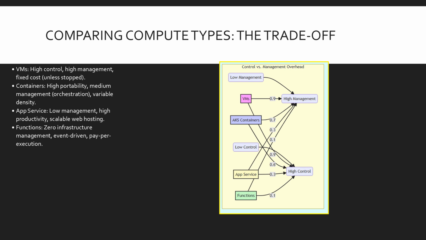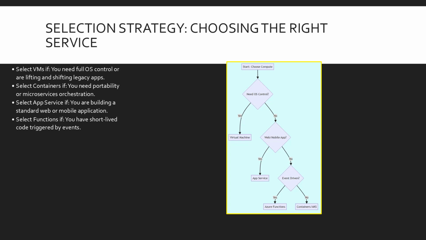This quadrant chart visualizes the trade-offs. In the top right, virtual machines score high on both control and management. Moving down and left, AKS reduces management slightly but retains high control. App Service sits lower, reducing management further. Finally, in the bottom left, Azure Functions offer the least management overhead, but also the least direct control over the infrastructure. How do you choose?